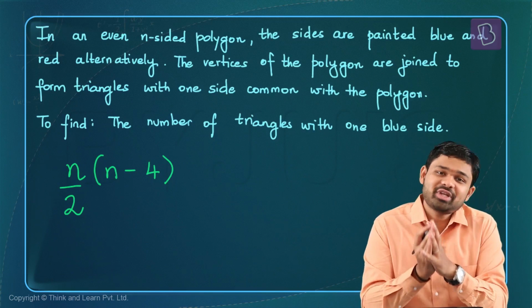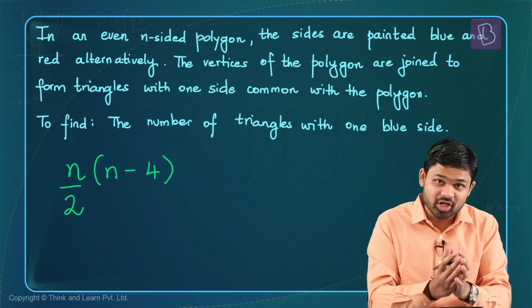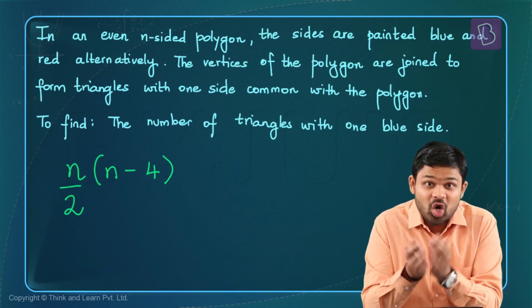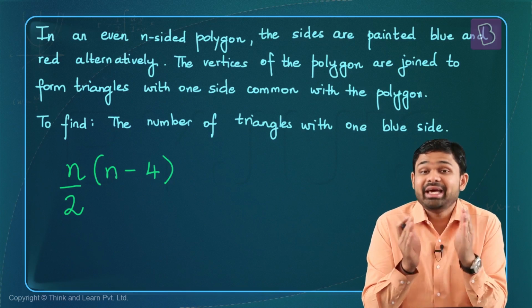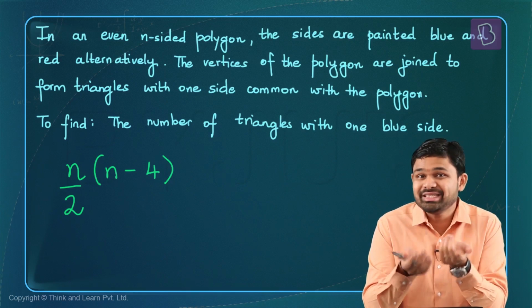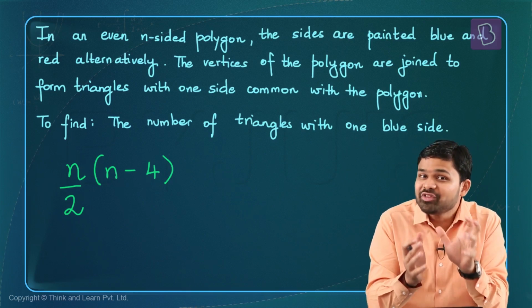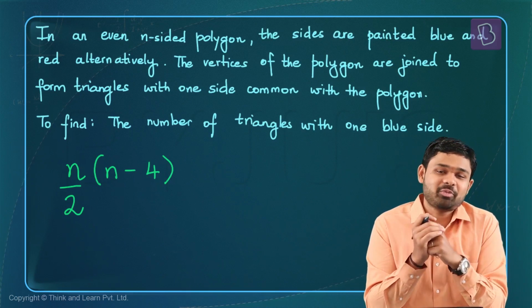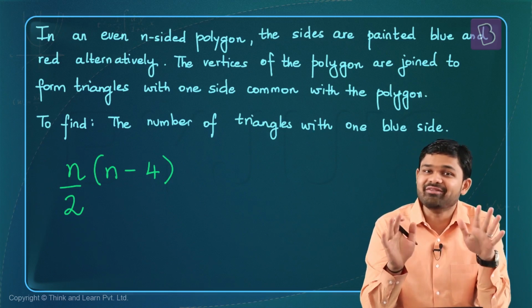So the total number of triangles which can be formed out of an even n-sided polygon such that one side of the triangle and the polygon are common is n into n minus 4. But since this polygon is alternately colored, if you want one of the colors to be the one common side of the triangle, then the total number of such triangles is n into n minus 4 divided by 2.